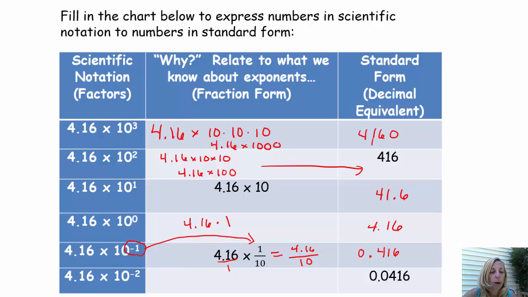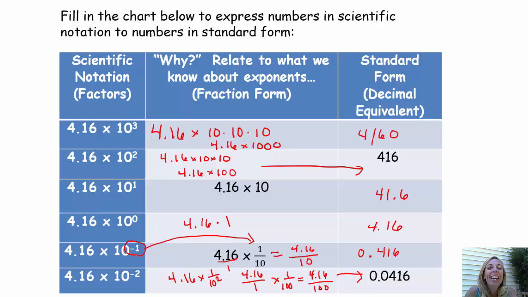Let's take a look at the next one. The next one says 4.16 times 10 to the negative second. Once again, to make that a positive exponent, I'm going to put it under 1. Then I'm going to write it out. So I have 4.16 over 1 to make it a fraction because I'm going to multiply straight across times 1 over 100. This now becomes 4.16 divided by 100. Notice that when you take the 4.16 and divide it by 100, you should get 0.0416. Notice again, when you multiply by a fraction, that number gets smaller.